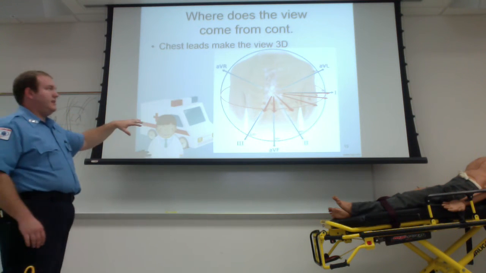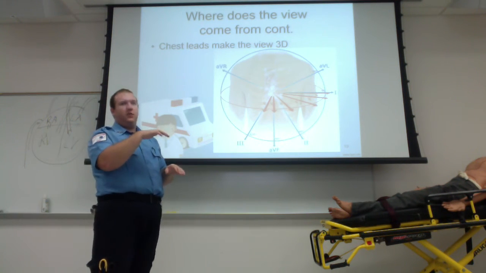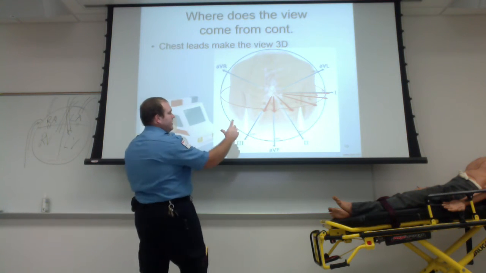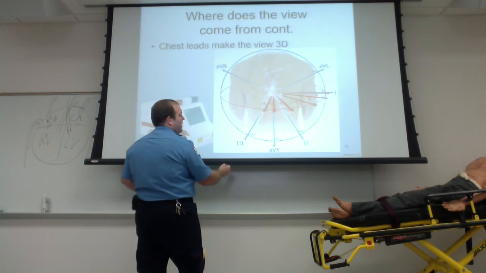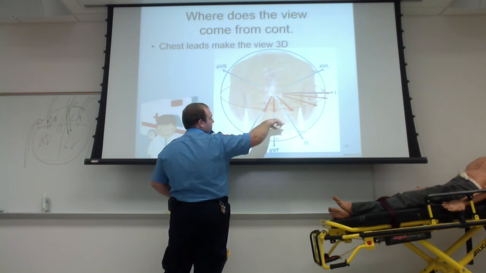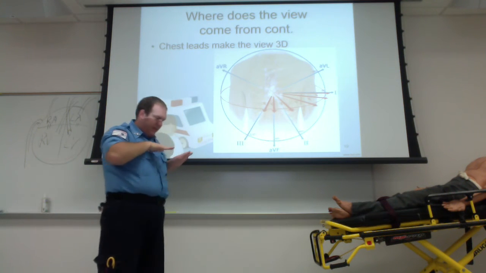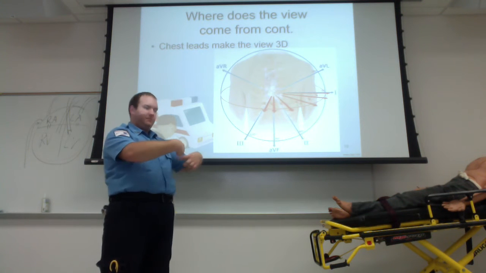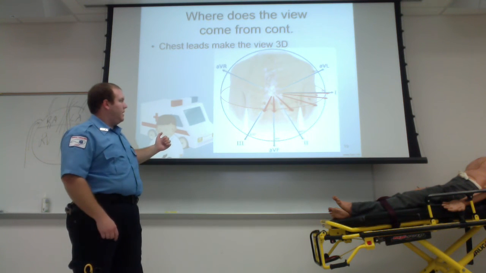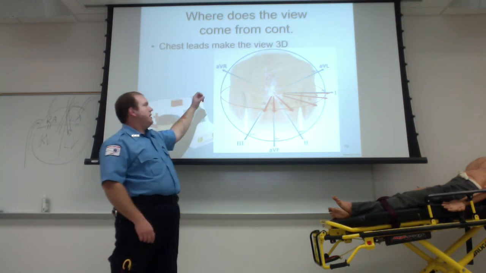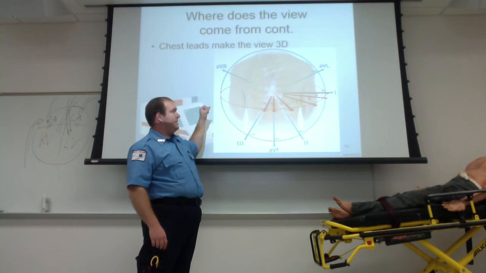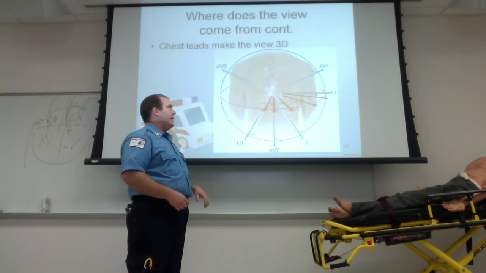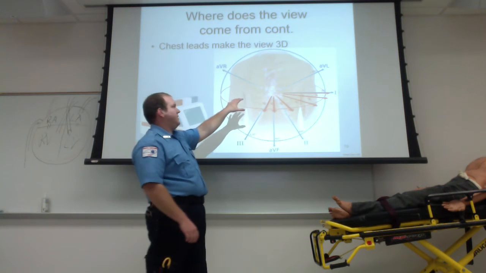Whenever you add those chest leads, that's what really helps give you the 3D view. So just look at this here. You've got the hexaxial laid out in the background, and then your V1 through V6. If you look at them coming out from the inside, it's basically taking a 3D snapshot from the front around the chest there. So again, backing up, all your leads are looking from the inside out.